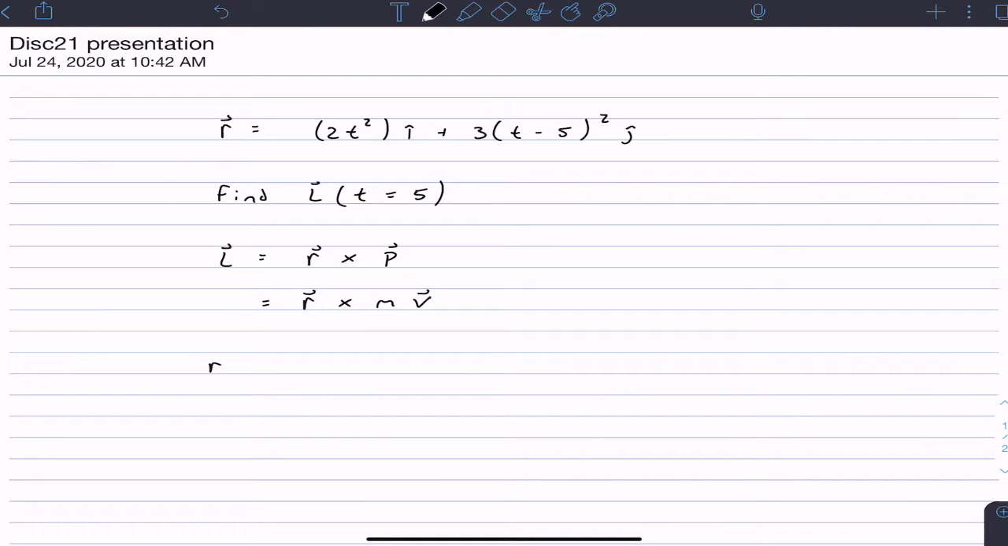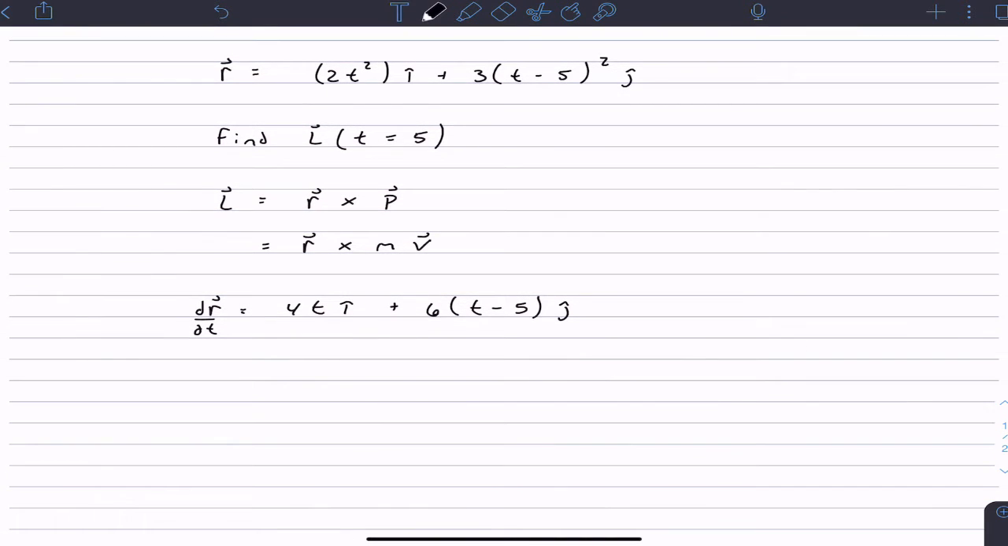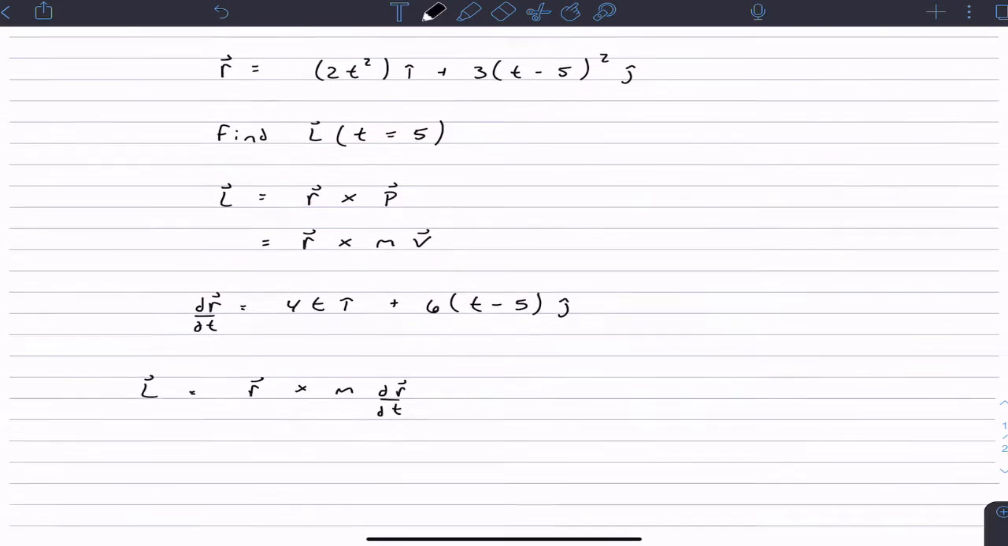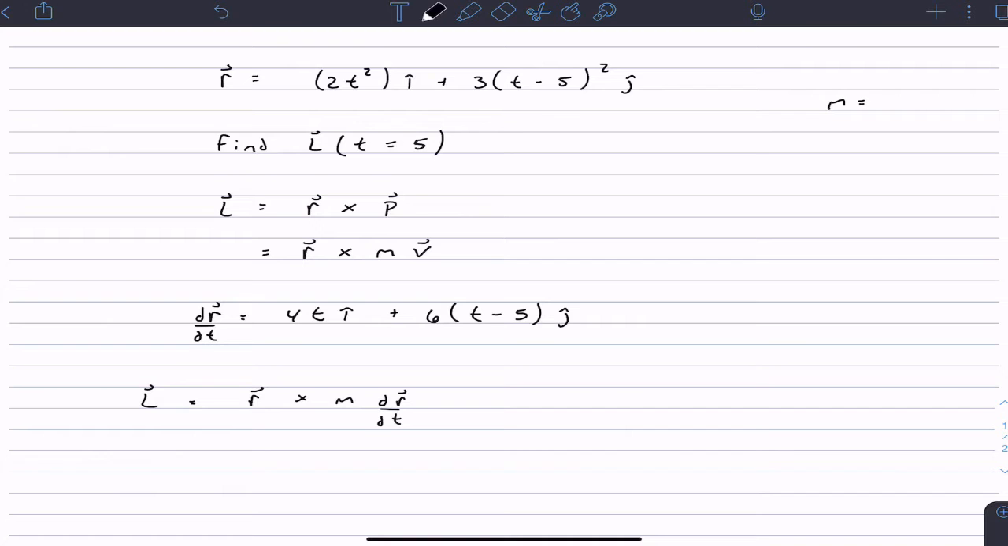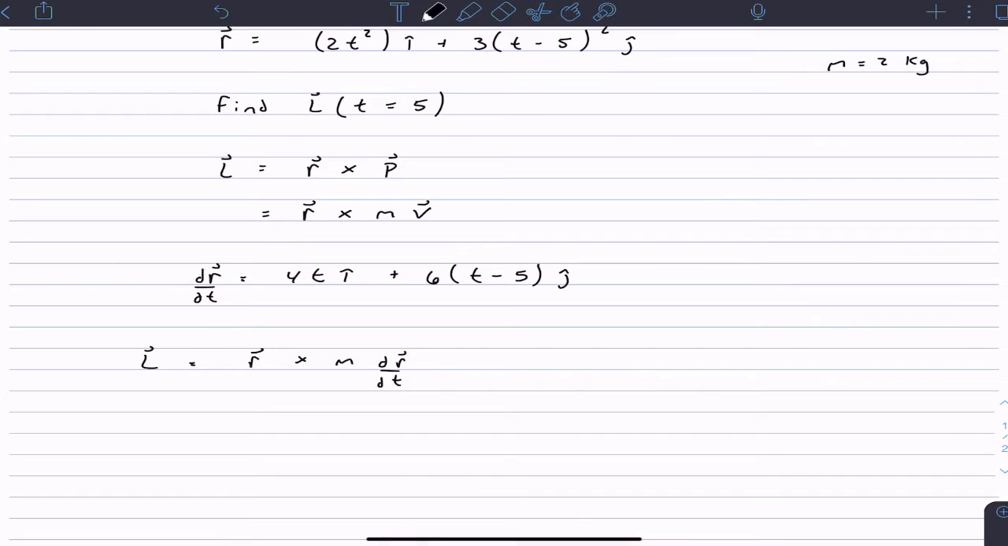So dr/dt is equal to 4t i hat plus (6t minus 5) j hat. Okay, so now we have this cross m dr/dt, right? We're also told that the mass is 2 kilograms. So that means we want to do our cross product, right? Let's do that here. Let's give ourselves a little room.